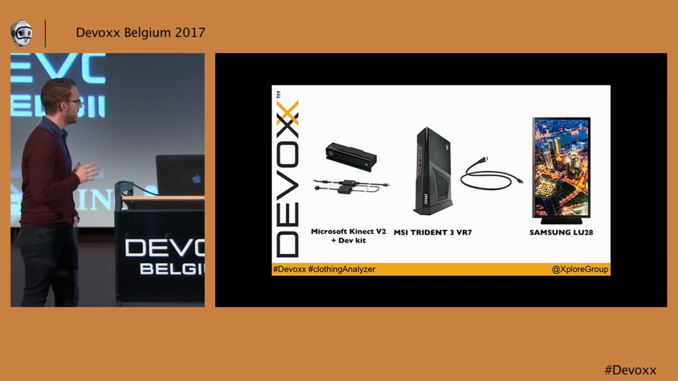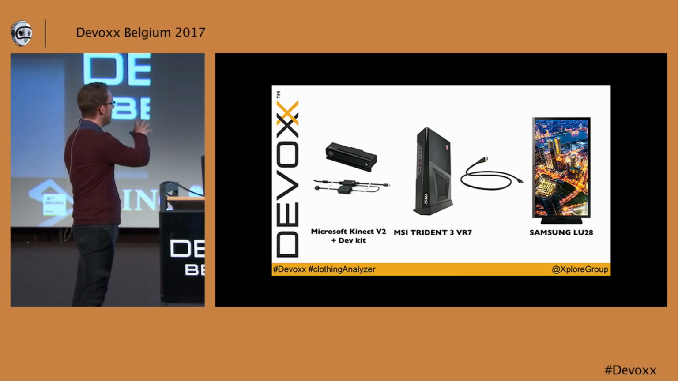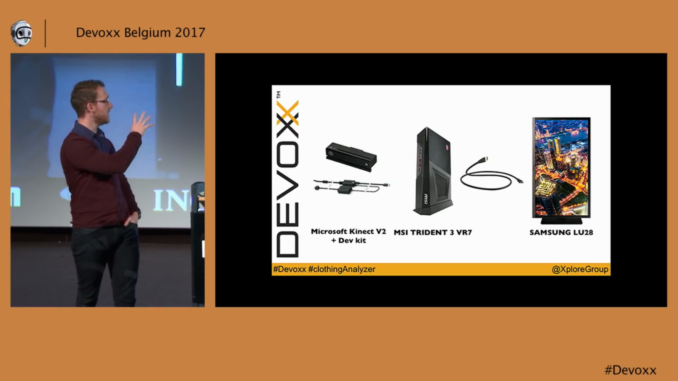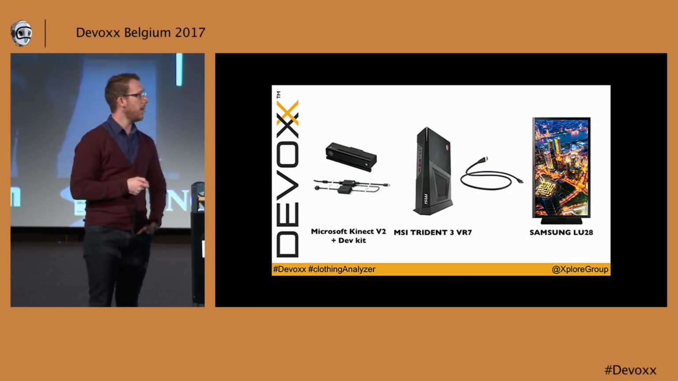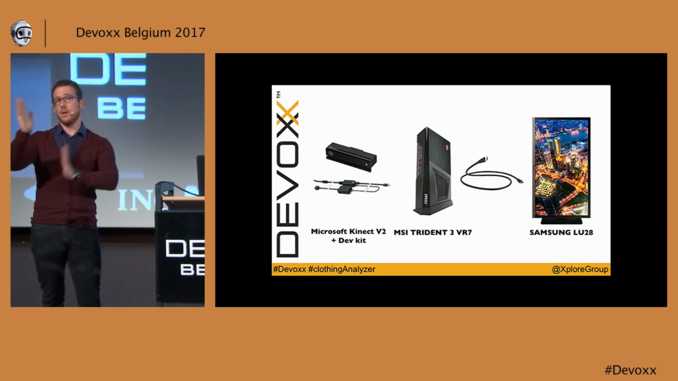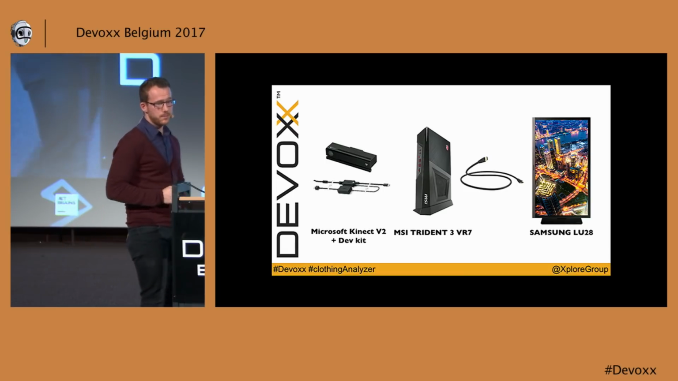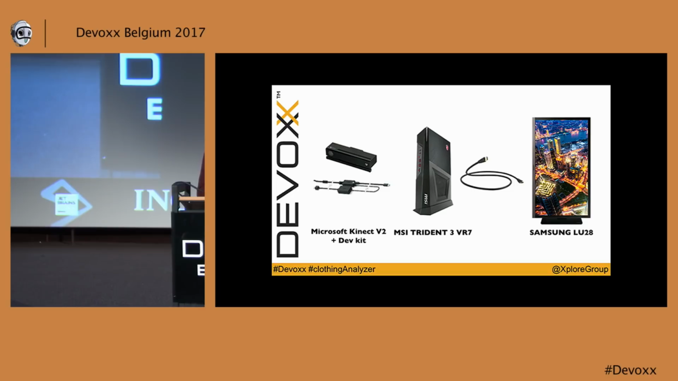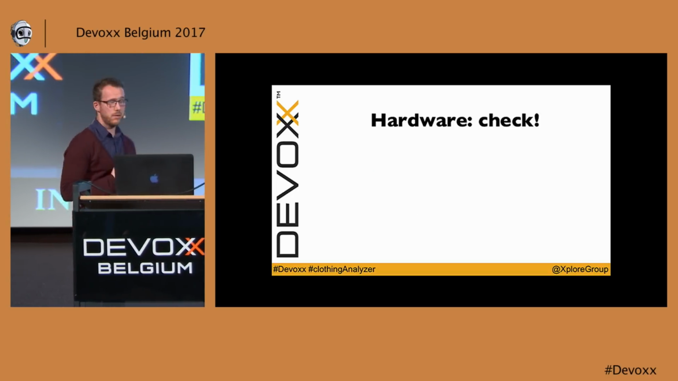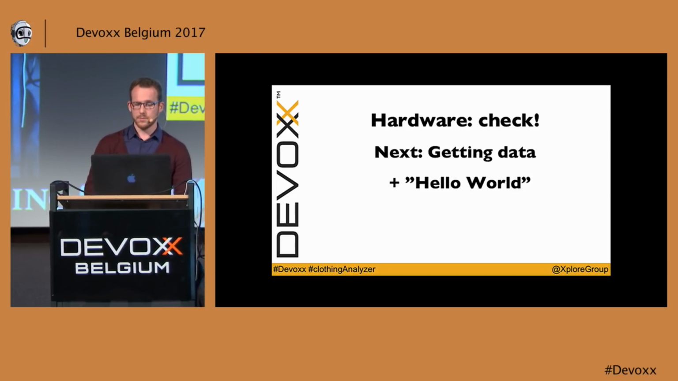So the setup is actually very basic. You have the piece of hardware, the Microsoft Kinect. We have a very high-end desktop computer to hook it up to, and then a Samsung display that we can put in portrait mode so that we can actually see our whole body. So this is all very basic and all very affordable. So the hardware, okay, checked, we bought it, we hooked it up, it worked.